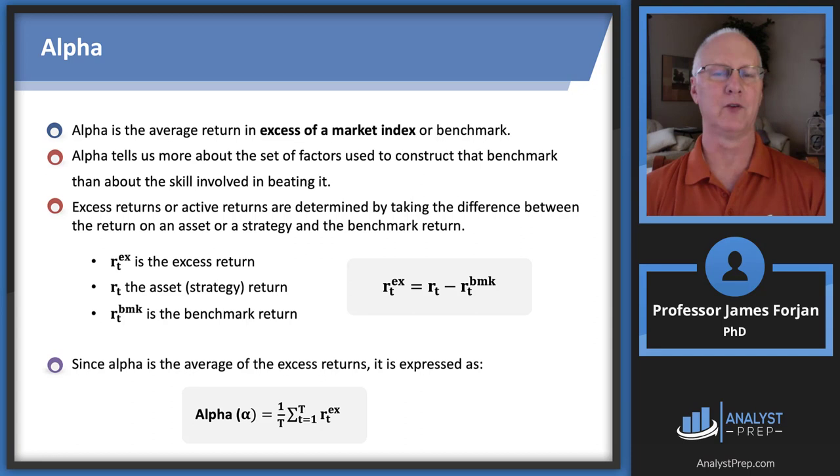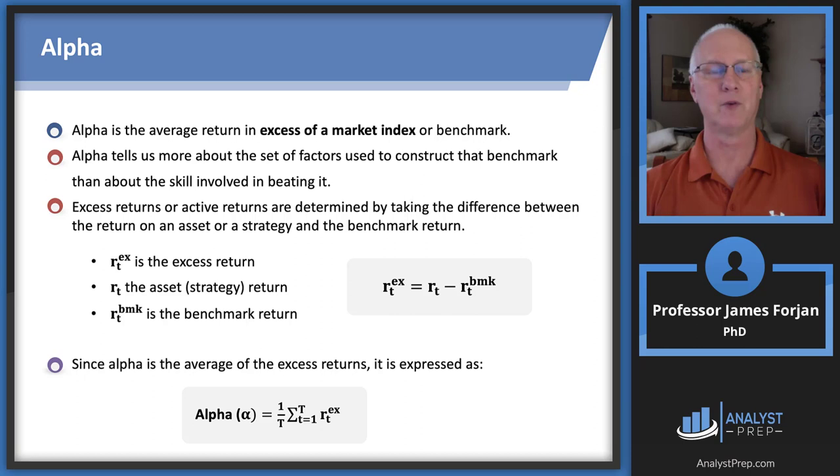Now, what we did in that second circle point there is we copy and pasted the very first sentence of this chapter in the introduction. It's actually called a summary. I'm going to read this to you. Alpha tells us more about the set of factors used to construct that benchmark than about the skill involved in beating it. Wow, I read that and I thought, boy, this is just like Andrew Ng to start us off with a really powerful sentence. And that compelled me to keep reading and keep reading. But let's think about this. What did we do in the last couple of chapters? We talked about factors and what are important factors.